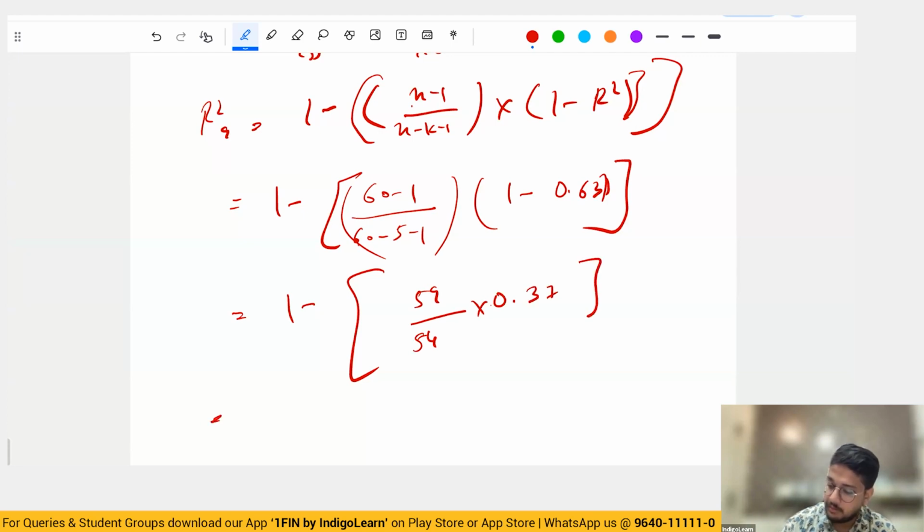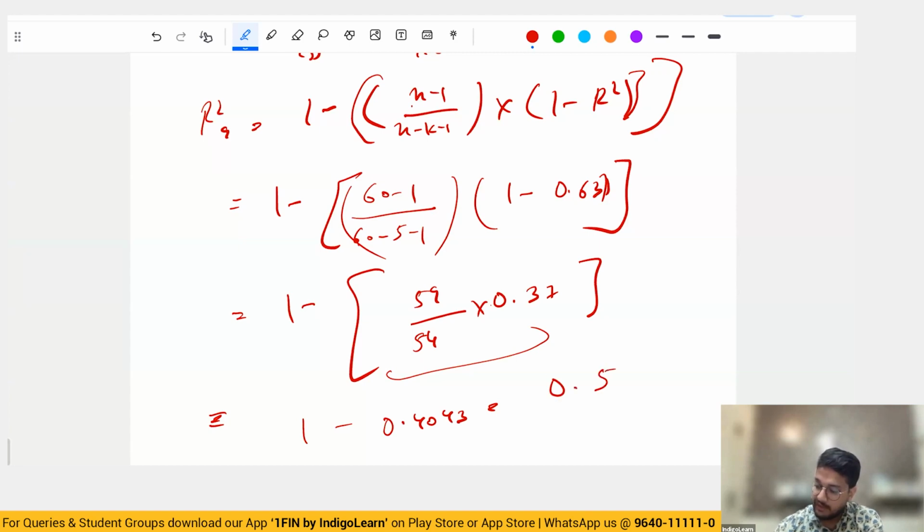Right? This is how much? Solve this part first, this big bracket: 0.4043. So this shall be equal to 0.5957. Am I correct? Yes. Right? So this shall be equal to 59.57%. I hope you're clear.